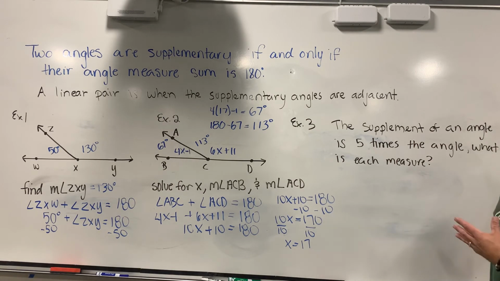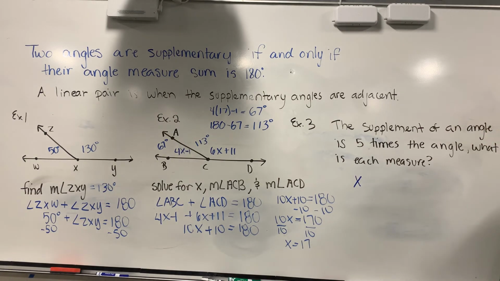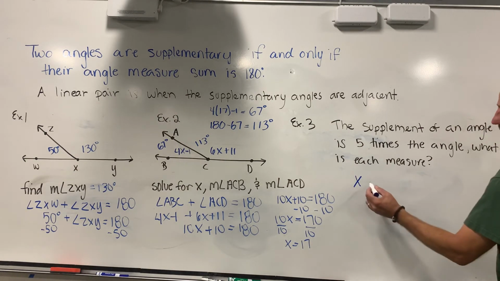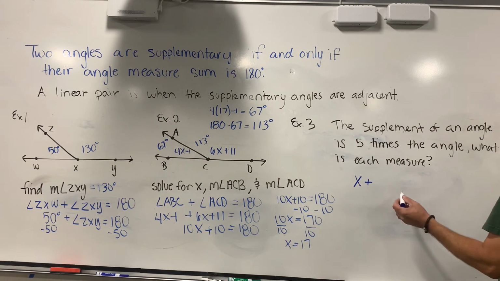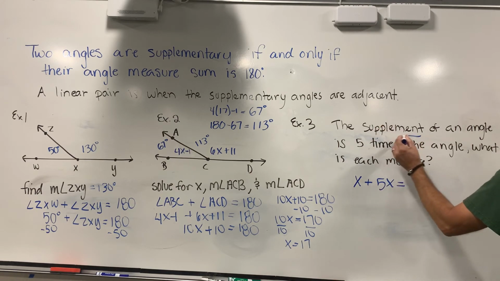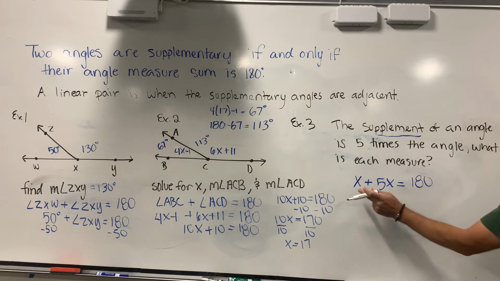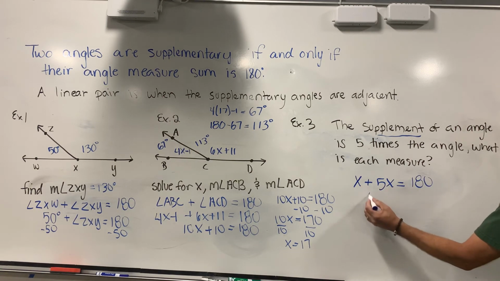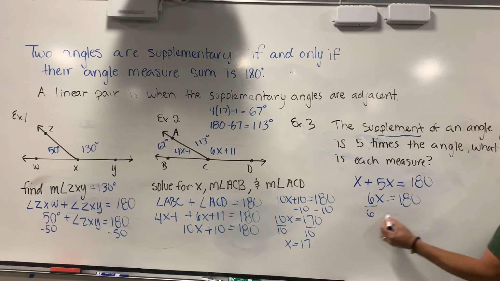I have the first angle, I have no idea what it is, so I'll call that angle X. I know that its supplement is 5 times that, so we'll call the one X and we'll just call the other one 5X. And since they have the word supplementary or supplement, I know that they make 180 degrees. 1X plus 5X is 6X equals 180 degrees. X is equal to 30.